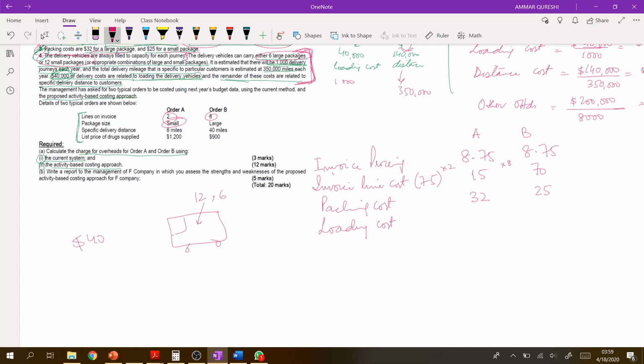So if you are having a small order, then there will be 12 packages, right? So if this is a small order, then the $40 cost can be distributed to 12 different packages, because you will be loading 12 packages on the vehicle.